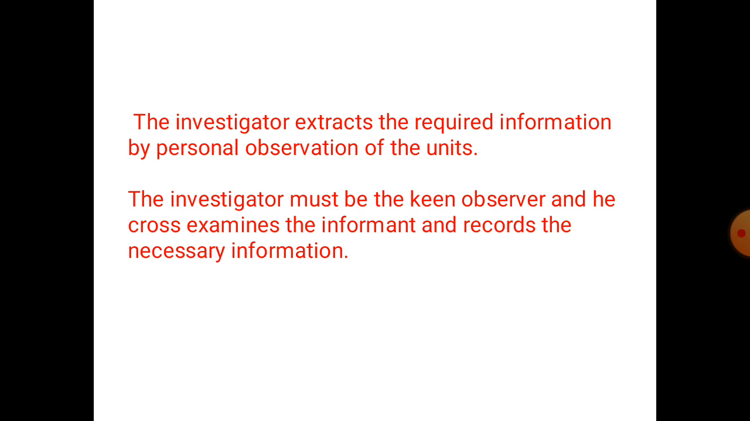For example, I'll come to your class and I want the information regarding height, weight and blood group of students of your class. Then I'll go to each and every student and ask about their height, weight and blood group, and I'll record that information. Then it is called as direct personal observation. The investigator must be a keen observer and he cross-examines the informant and records the necessary information. In this method, the enumerator may collect biased information. However, the method is less costly when the field of enquiry is small.